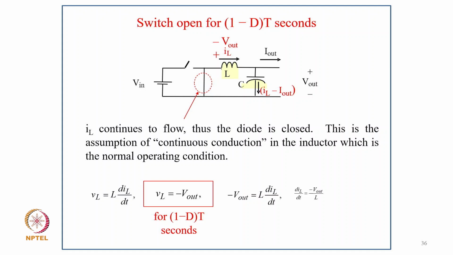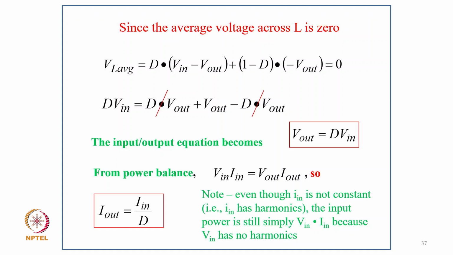So VL equals L dIL upon dt, and VL equals minus V out, so minus V out equals L di by dt. Certainly you can say dIL upon dt equals minus V out upon L. It means the current starts decreasing because of the minus sign. It remains so for 1 minus D into T seconds, where the diode conducts, and we consider here the continuous conduction mode. Now the average voltage across the inductor, which is supposed to be equal to 0: VL average equals D into V in minus V out during the on period, and during the off period when the diode conducts, 1 minus D into minus V out, equal to 0.